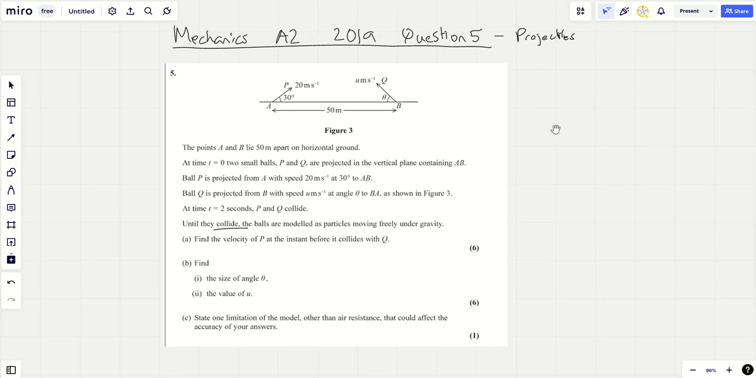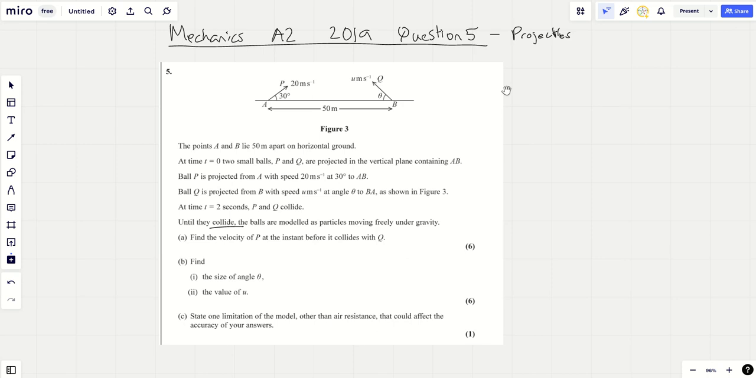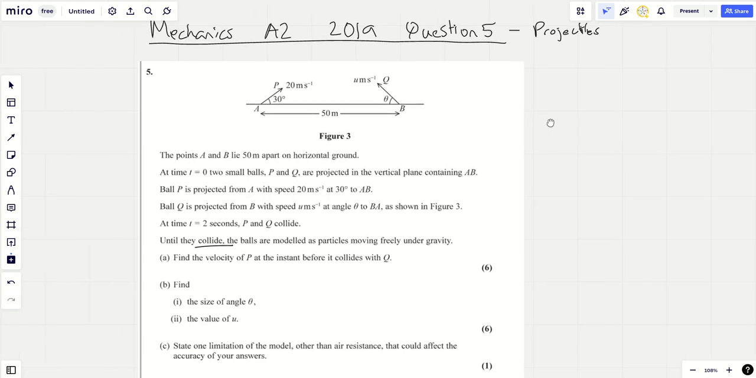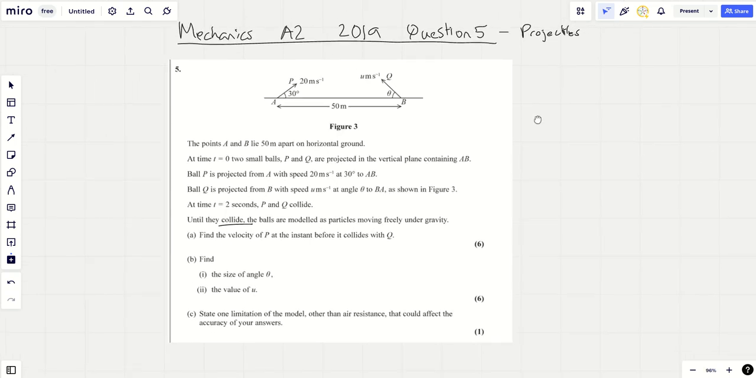They always used to have collisions. It was practically its own separate topic in the older M1 days, or M2 days. Well, they used to have collisions in M1 and in M2. Anyway, let's have a look at how this one's going to work.